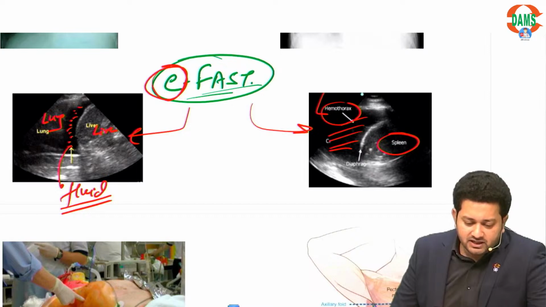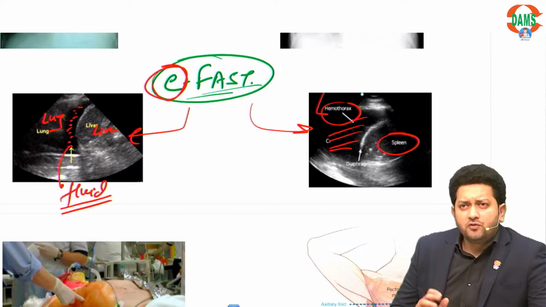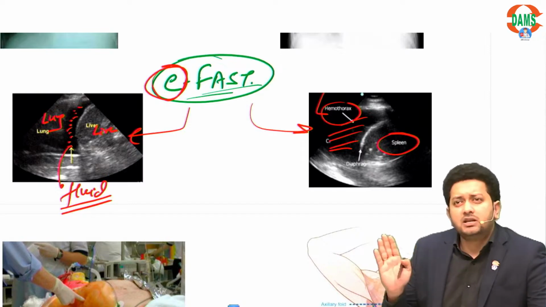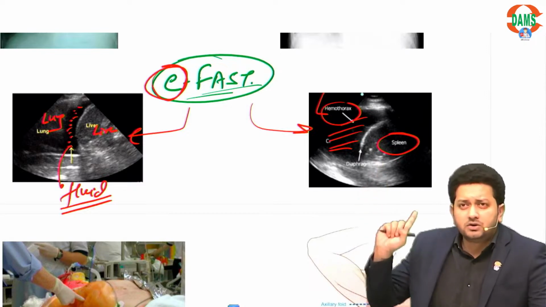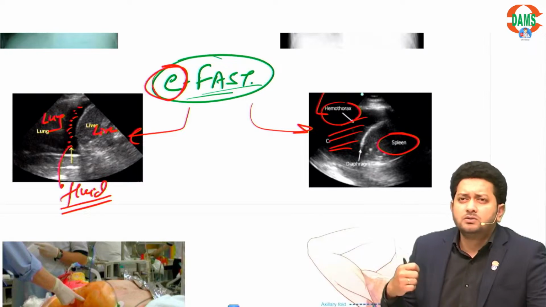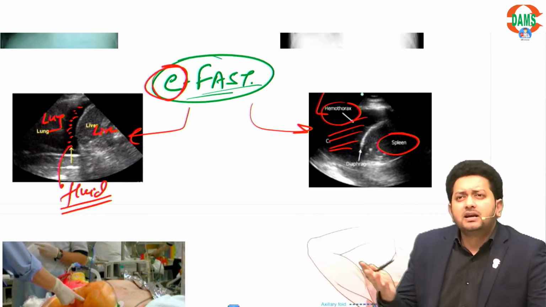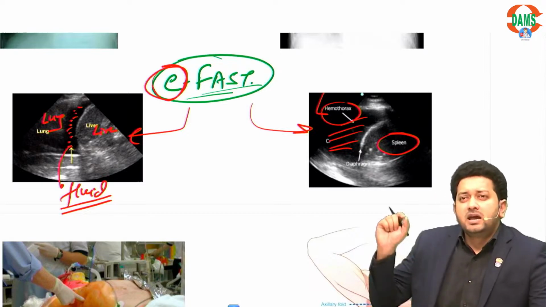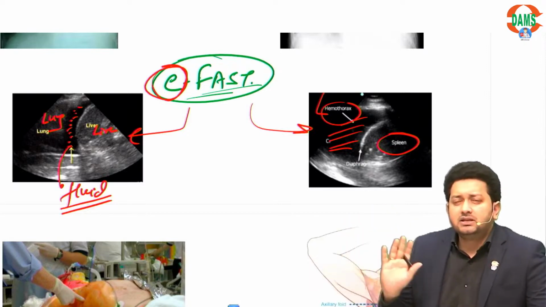How can we differentiate between hemothorax and what? Radiologically, you cannot differentiate between a hemothorax and a pleural effusion. For that, you need to see the question. If there is something chronic, some history of tuberculosis, then consider it as pleural effusion. Some malignancy, consider it as pleural effusion. If there is a history of trauma, consider this as hemothorax.